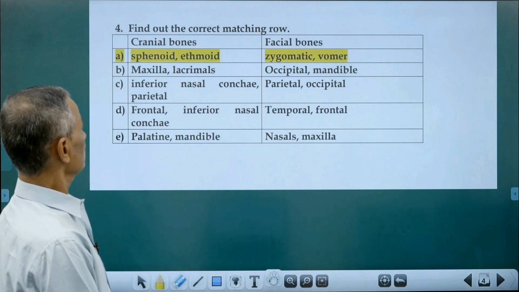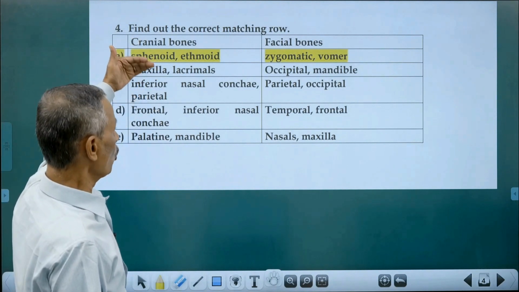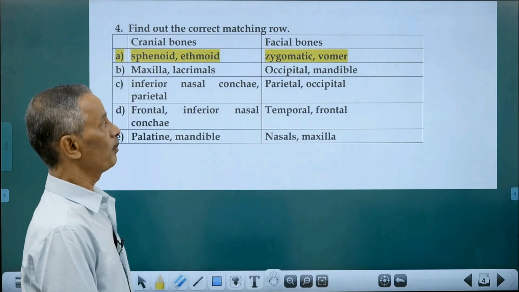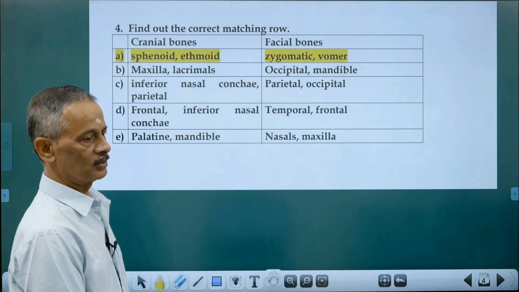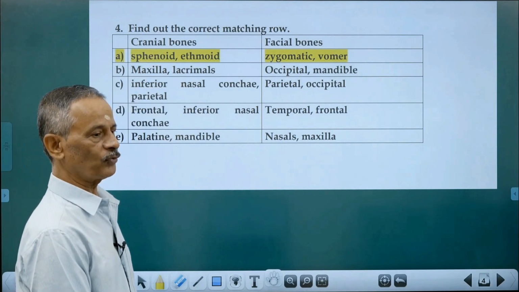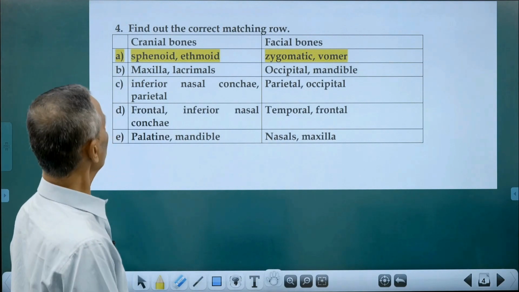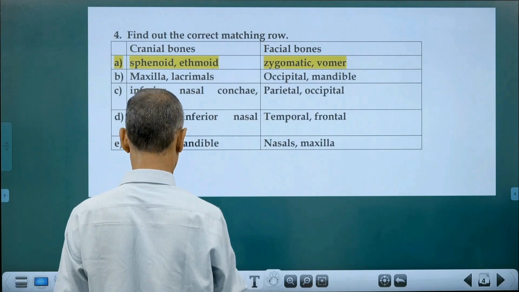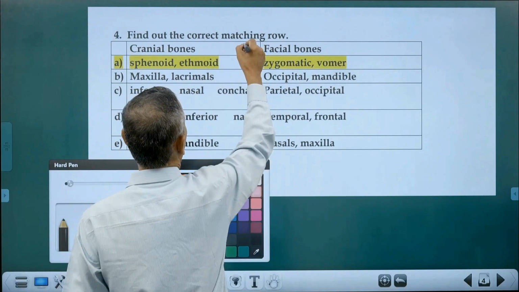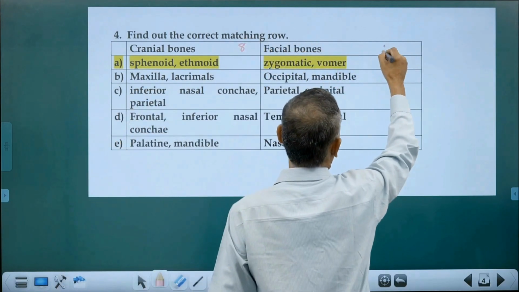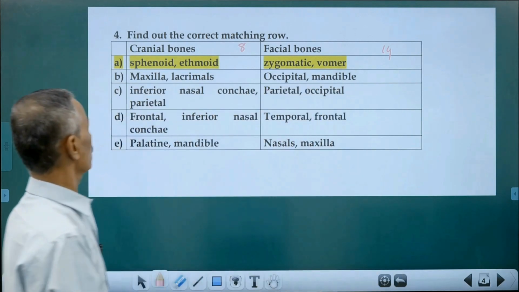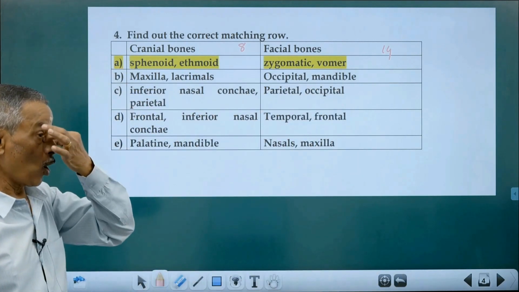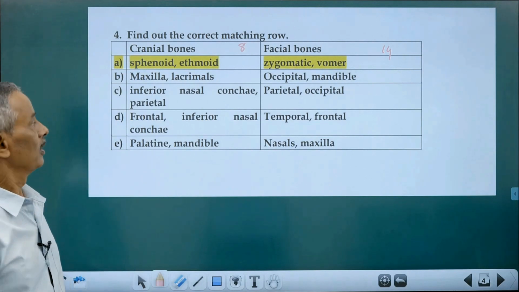Incorrect match. What are the bones which are all present in the cranial part and facial part? We have studied that there are a total of 22 bones in the skull, of which the cranium has 8 and 14 are in the facial part. Cranial bones: sphenoid and ethmoid, that's correct.